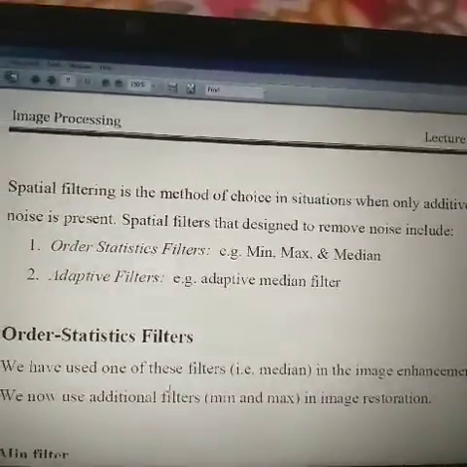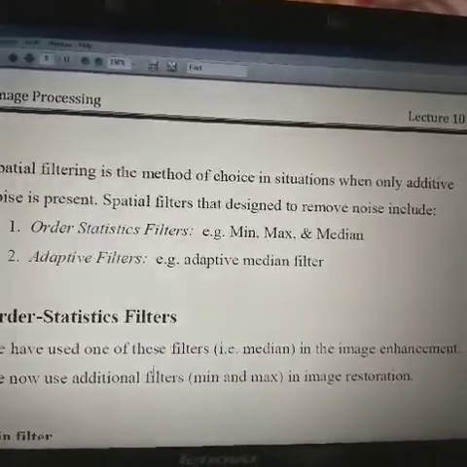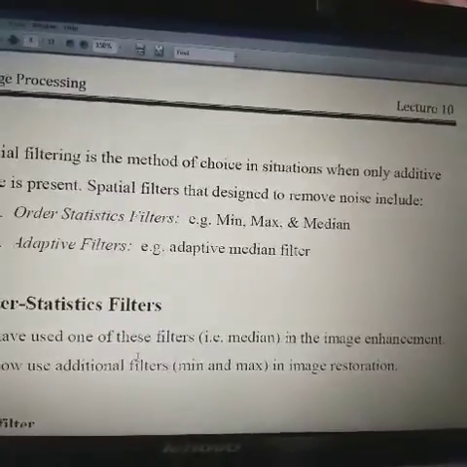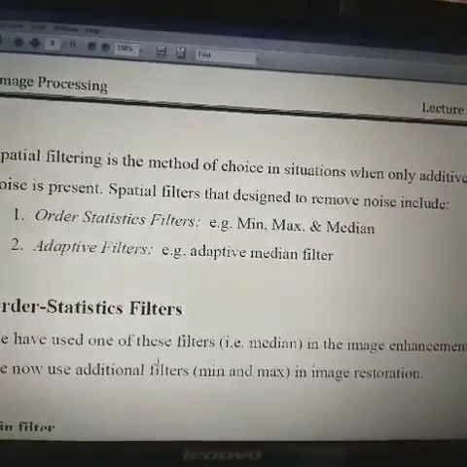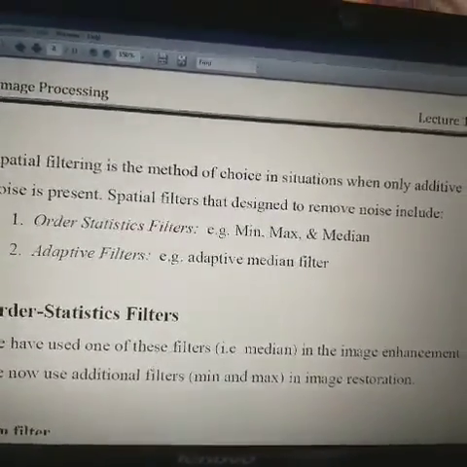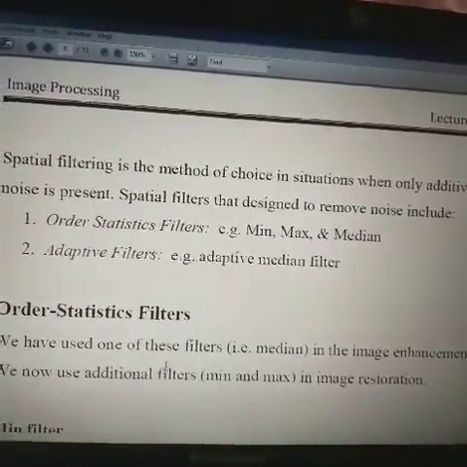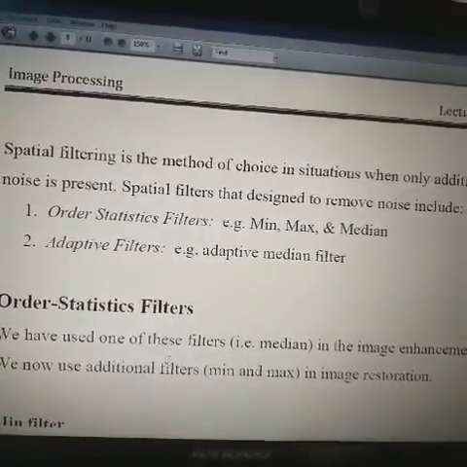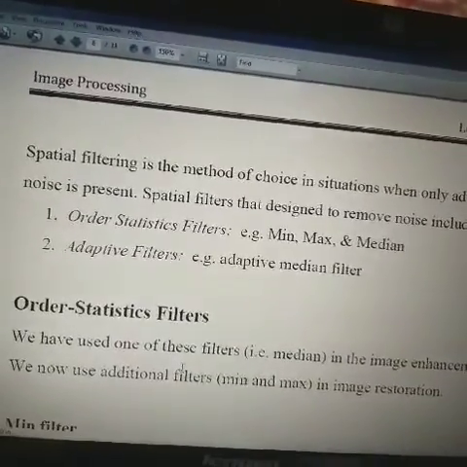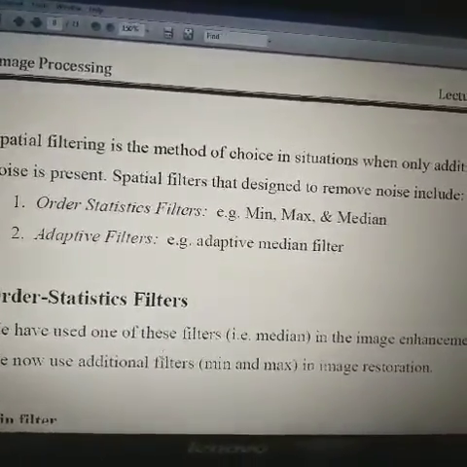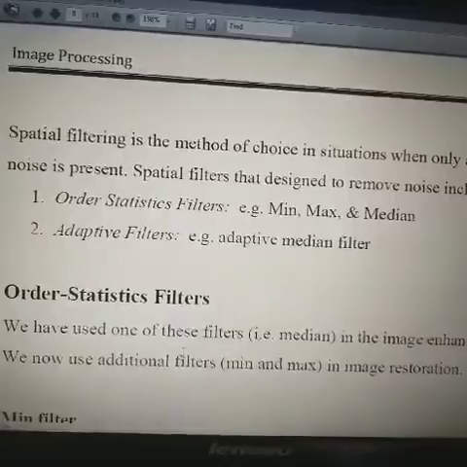For spatial filtering, we have some choices when additive noise is present. For removing the noise, we include order statistic filters and additive filters. Order statistic filters are like min, max, and median, and additive filters like the arithmetic mean filter. These are the filters for cases where only additive noise is present, namely the min and max filters, median filter, and adaptive median filter, which we discuss further.